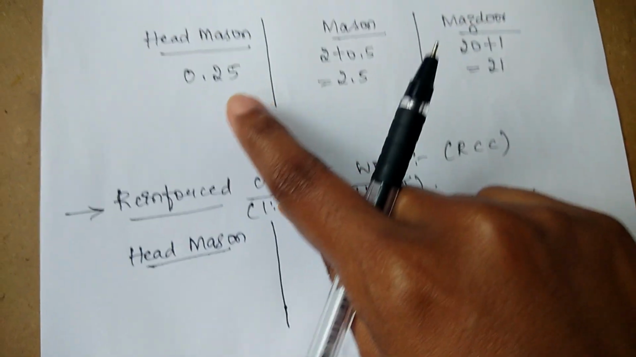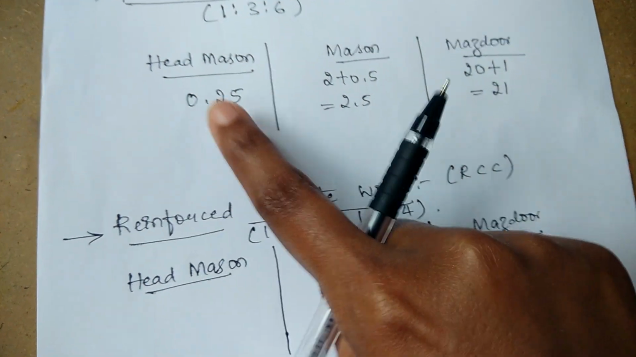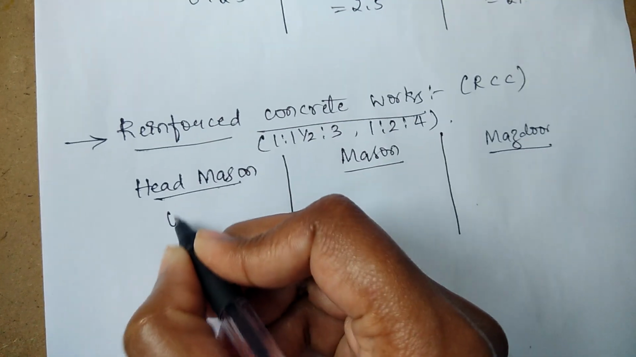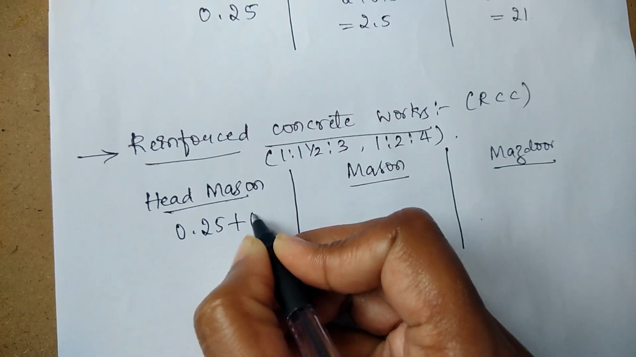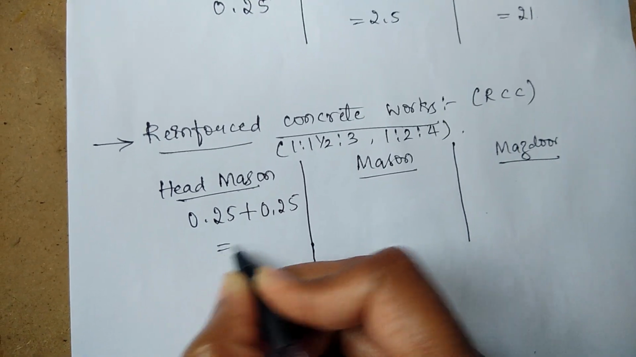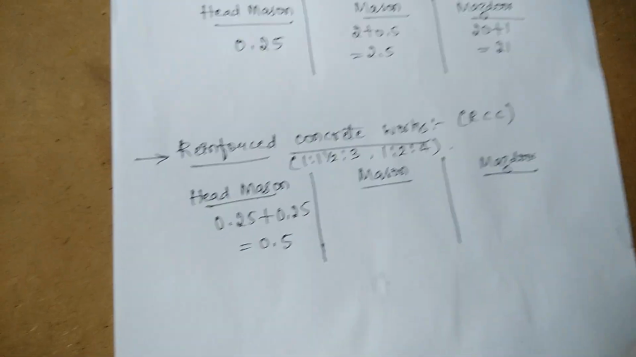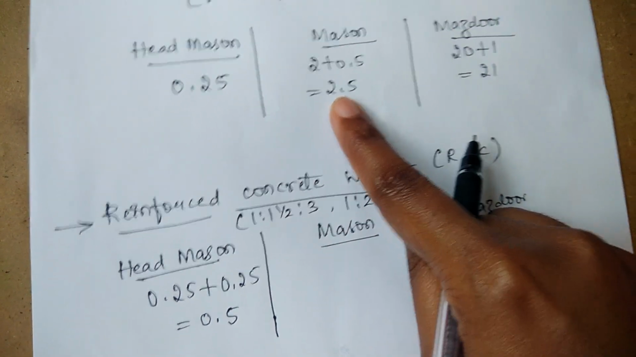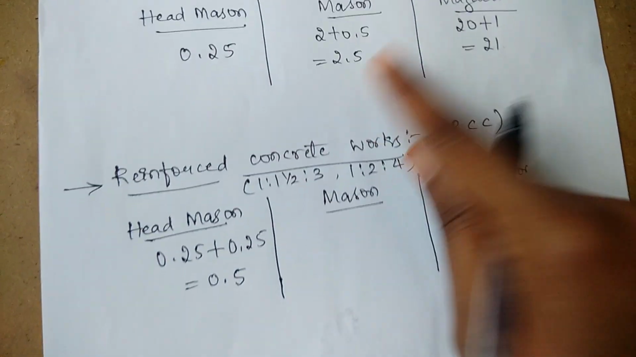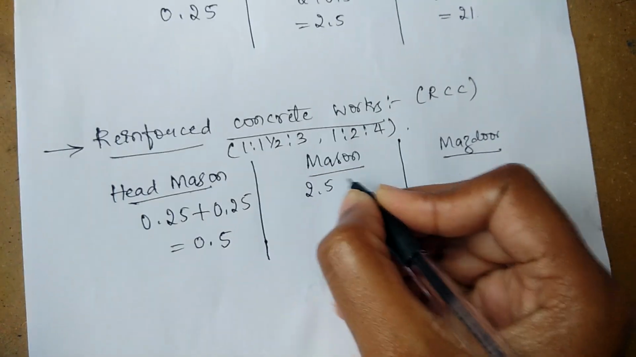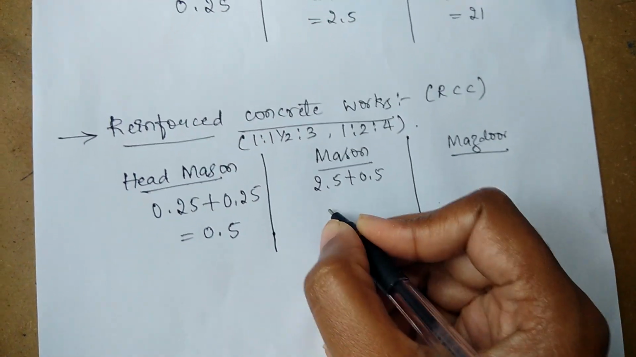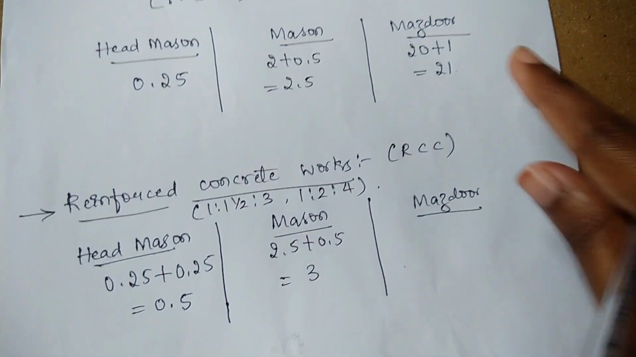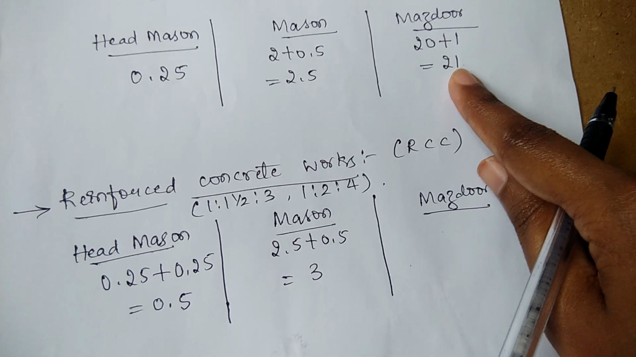Now what I do, I will just double this. I will add 0.25 with the same value 0.25. So let us add 0.25 with 0.25. I will get a value which is equal to 0.5. Then here the mason is of 2.5 numbers. I will increase again 0.5 numbers with this. 2.5 plus 0.5. So that gives me 3 numbers. Then for Mazdoor, I will take 21 numbers.